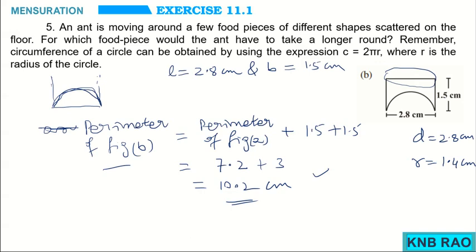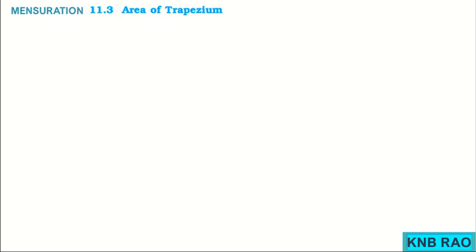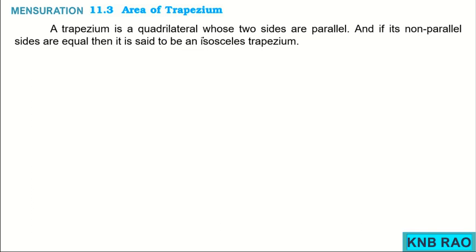Okay. So now moving on to another important topic called area of a trapezium. Let us learn that now. See children, area of a trapezium, before we go for it, what is a trapezium? Children, a trapezium is a quadrilateral whose two sides are parallel, whose any two sides, okay, any two sides are parallel, and if its non-parallel sides are equal, then it is specially called an isosceles trapezium.